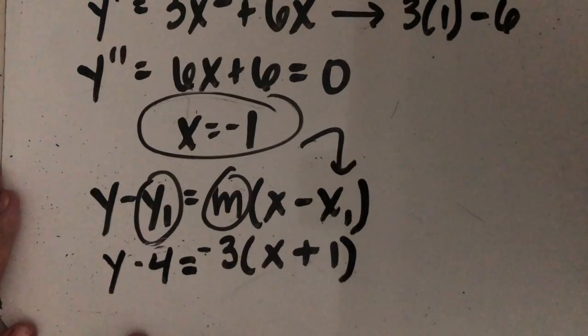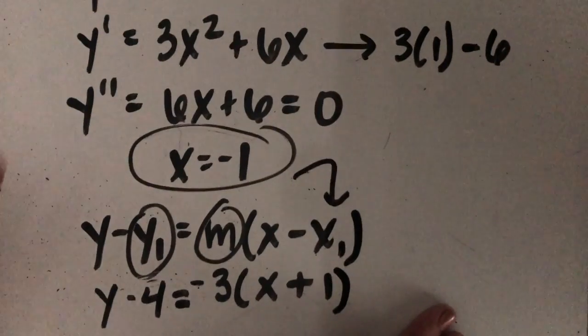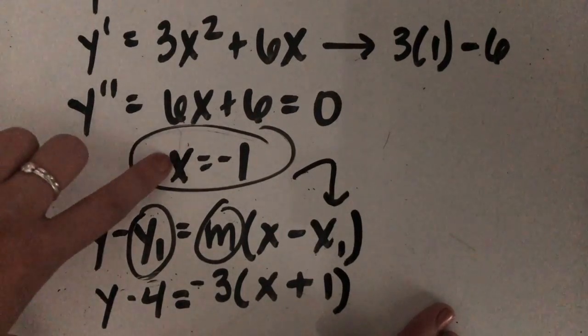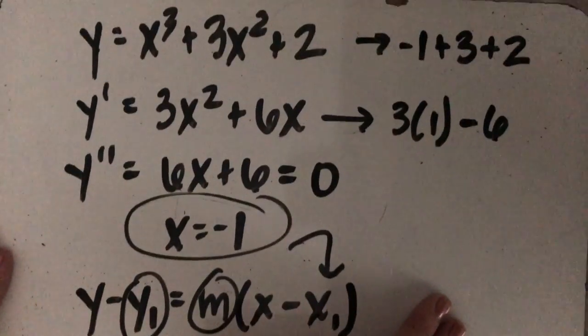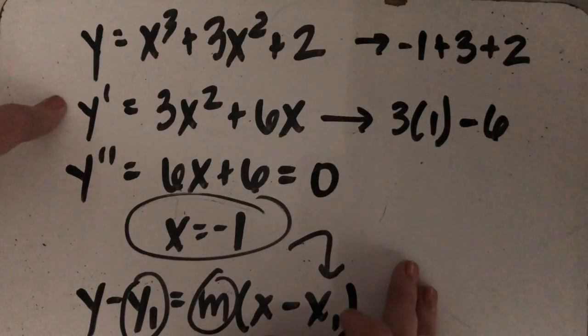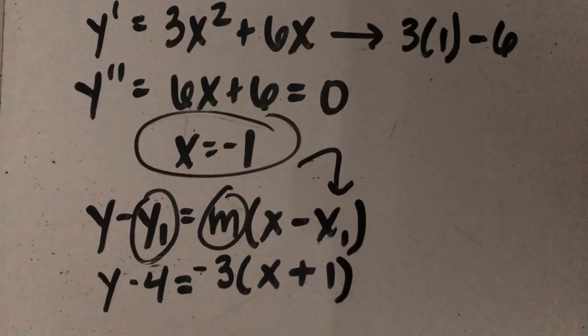Okay? So think very, very carefully about where each of these pieces comes from when you're plugging that -1 back in. I need the second derivative to find the point of inflection. Once I found that, that was my x1. To find my y1, I plug into the original, and to find my slope, I plug into the first derivative. All right, so all those pieces coming together to make our lovely equation of the tangent line.